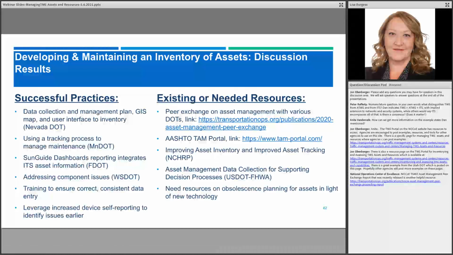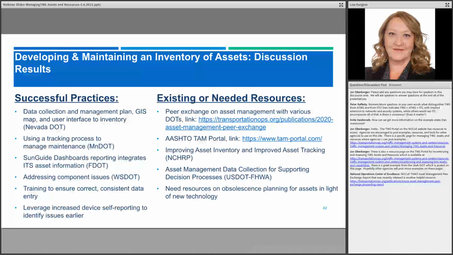So for some of the existing resources that are there, we wanted to ask the breakout participants where there are some resources you currently use, and what resources do agencies need? What kind of resources and guidance is needed to help improve this process? There were a few items identified here.